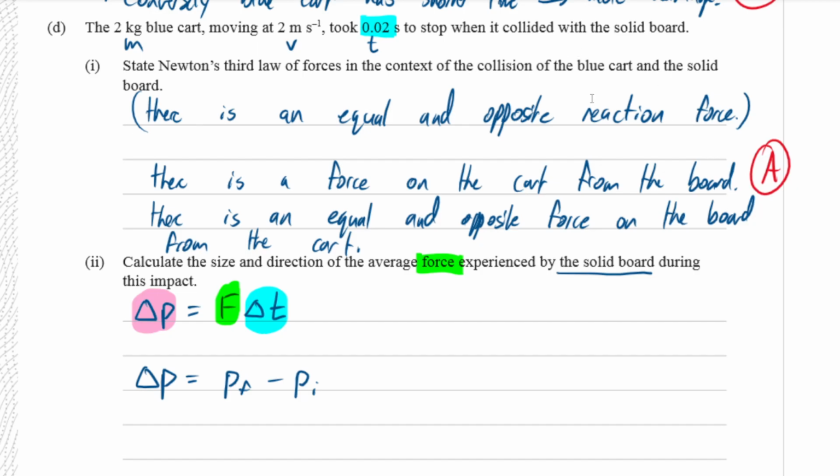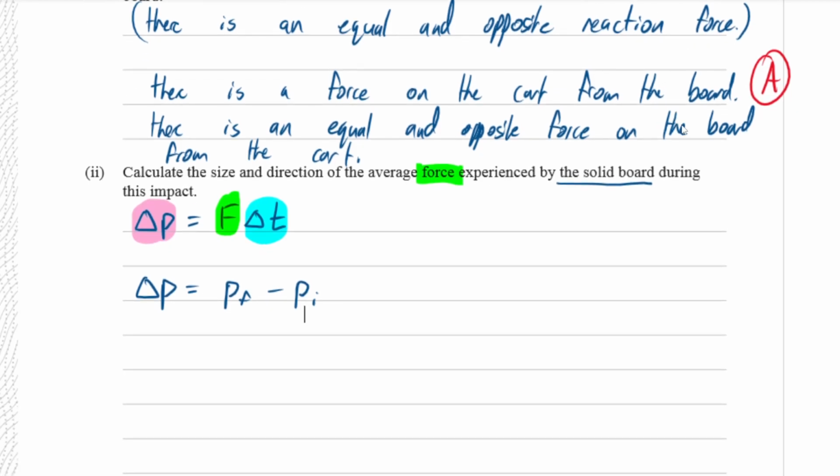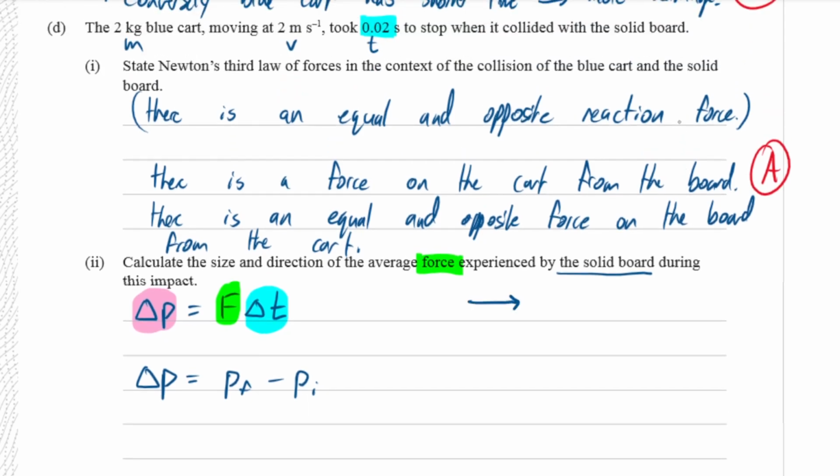Okay. Now let's, we don't have a diagram or anything, so let's just draw one. So let's assume the blue cart is going right, 2 meters per second. So right is positive, and here is the board. So final momentum of the cart would be what? That's after the collision, and it came to a stop, so it would have a mass of 2 and a velocity of 0, right?